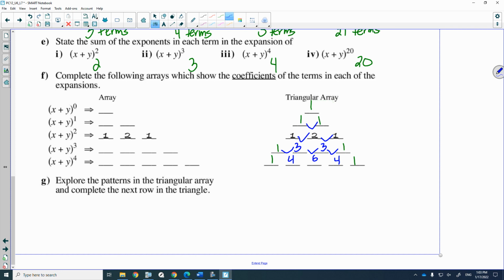And then it says explore a pattern in the triangular array and complete the next row in the triangle. So this one was 1, 2, 3, 4, 5 terms. That was x plus y to the power of 4, because remember that the terms is 1 more than the n value. So the next one would be x plus y to the power of 5, and the coefficients you'd have 6 terms. Your end terms are your 1, and then you simply just add to get the remaining terms. 4 and 1 is 5. 6 and 4 is 10, 6 and 4 is 10, 4 and 1 is 5.